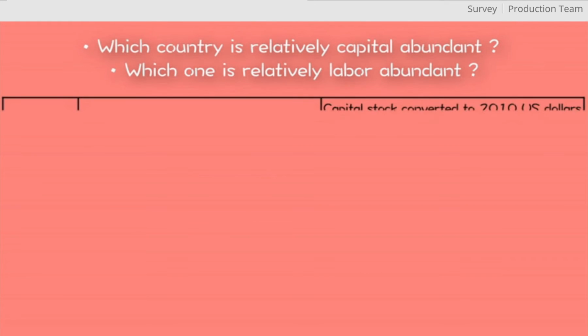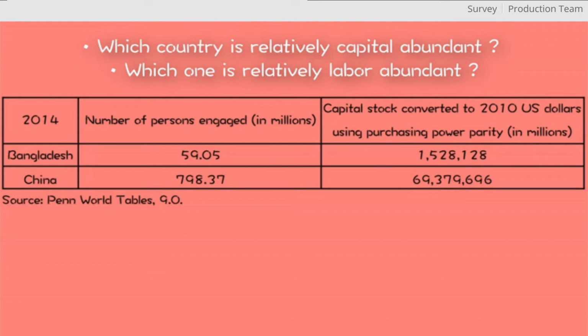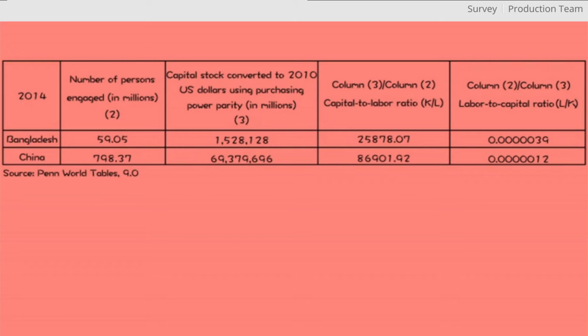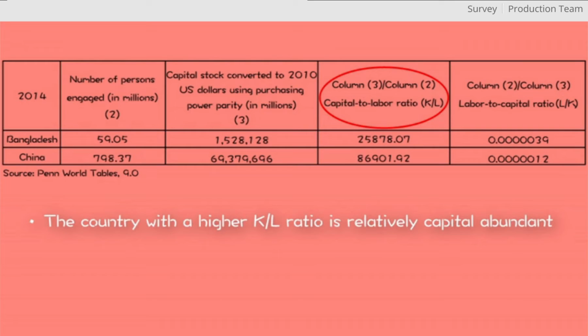To determine whether a country is relatively capital or labor-abundant compared to another country, we cannot simply look at the units of capital or labor that countries have. We have to compute the capital to labor ratio to determine the relative abundance of capital and labor in that country. The table shows that an average worker in Bangladesh has about 25,000 US dollars worth of capital, such as machines and electricity, to work with.